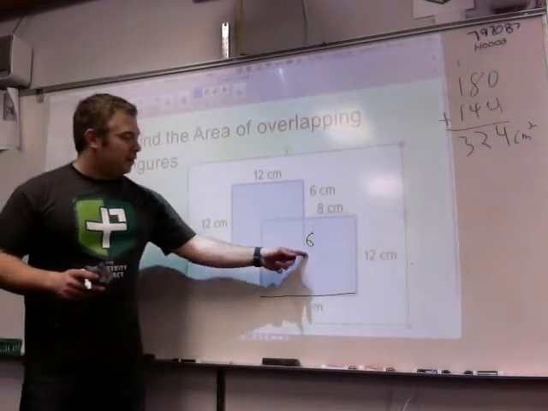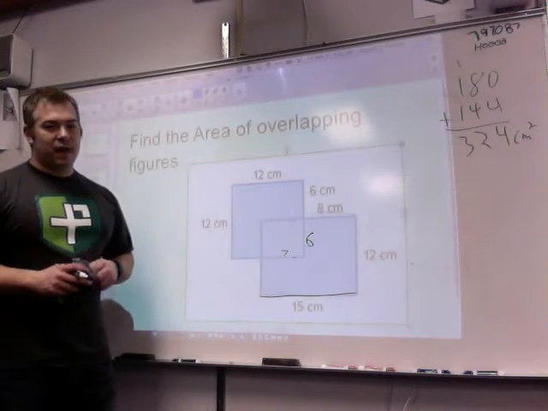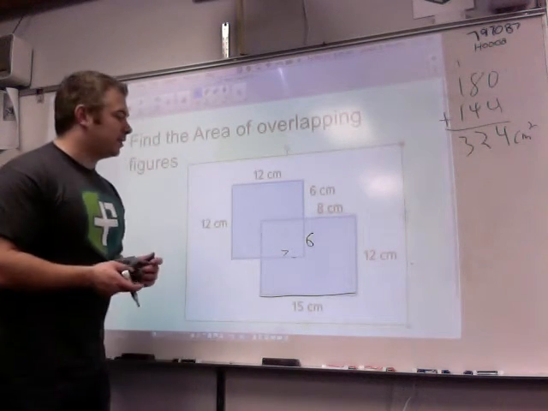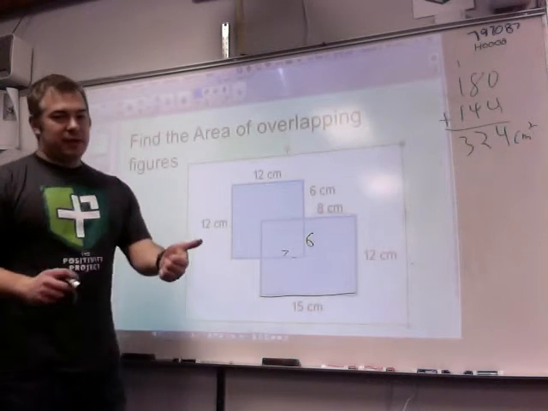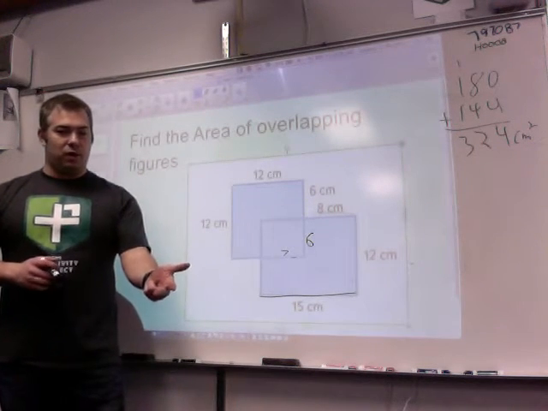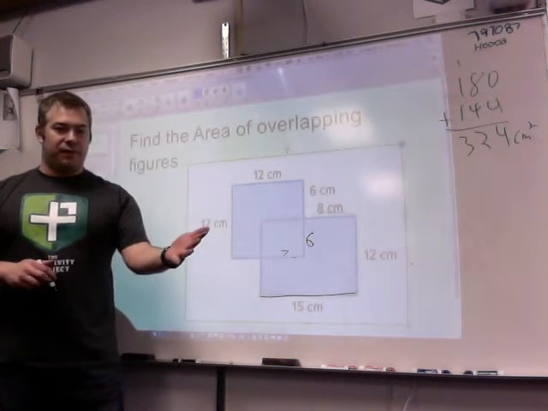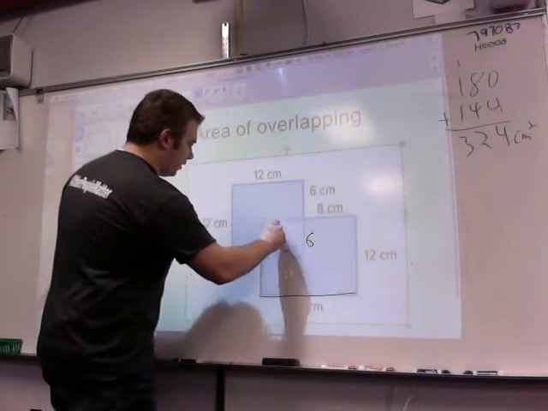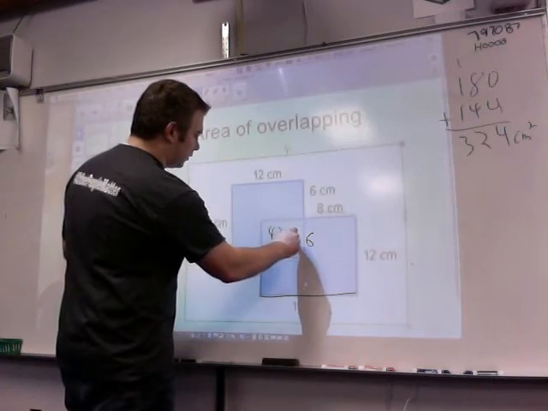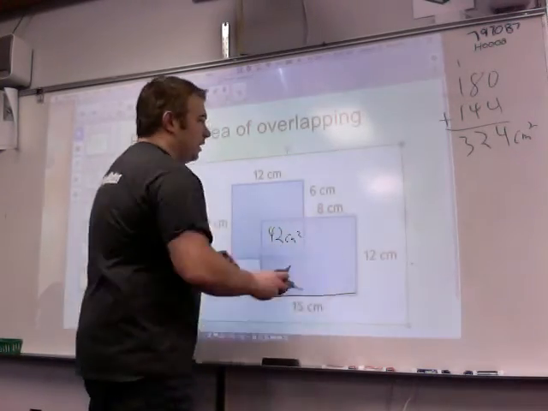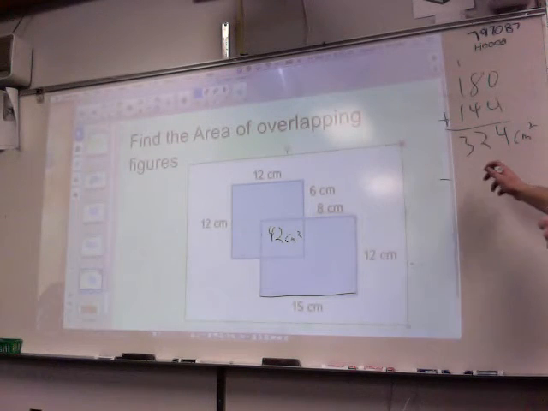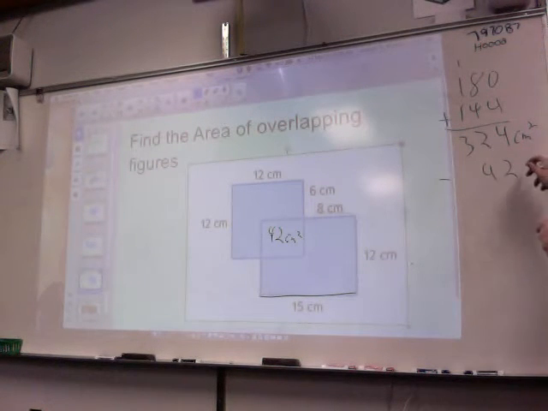And to find the area of this parallelogram or square, or it's not a square, or a rectangle, is 7 times 6. And let's do it. 7, 14, 21, 28, 35, and you guessed it, 42. So this figure is 42 centimeters squared. So now I have my 324. All I have to do is minus my 42.